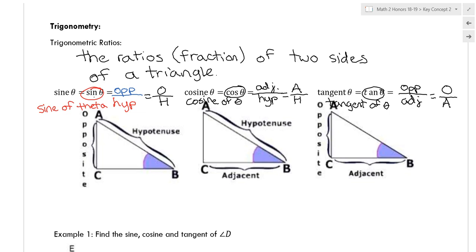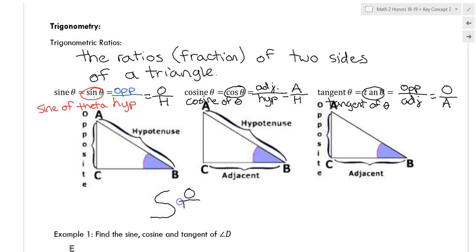There's three inverse trig ratios, or reciprocal trig ratios, but you will not learn about those until pre-calc. So these are our three main trig ratios, and you will have to memorize these. These are not given to you on the test.